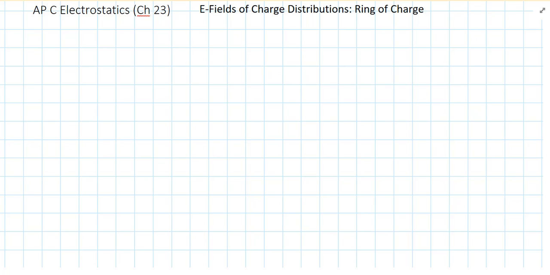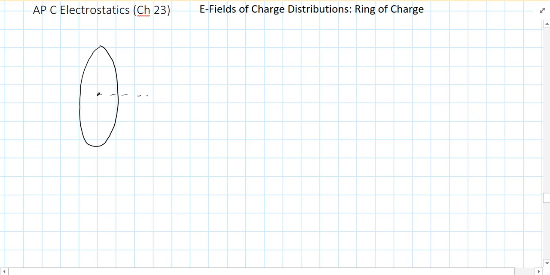Hey folks, we're going to do another example of electric fields caused by charge distributions, and this one is probably the easiest one we'll have, and that is a ring of charge. So imagine that you have a full ring of charge, and there's an axis that runs through the middle of it, and we want to know what's the electric field here, some distance away from the center of the ring of charge, along that axis.